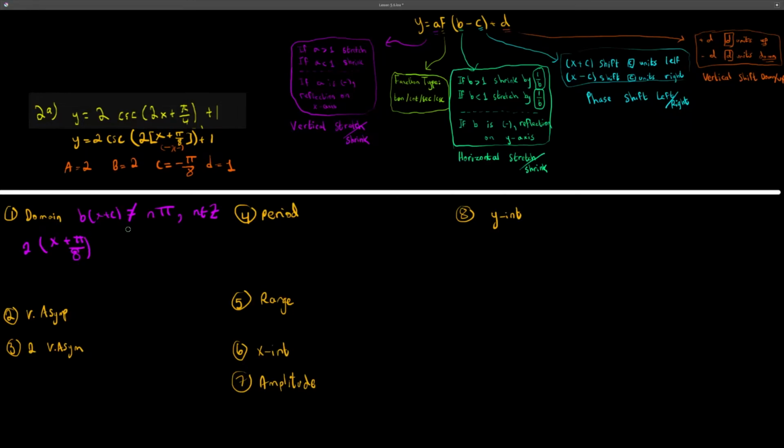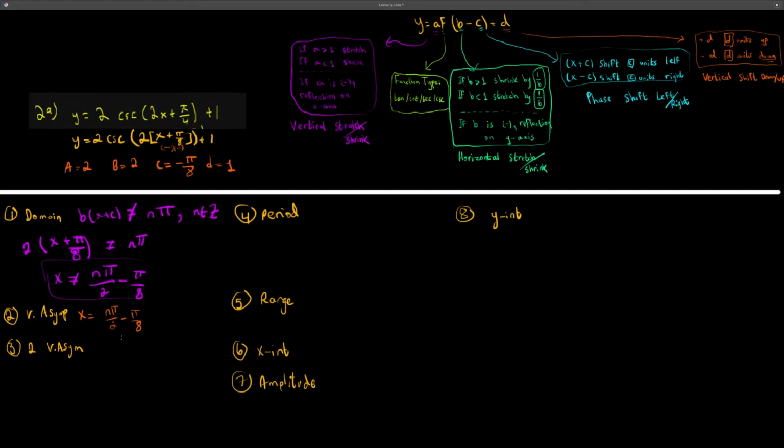It's 8. We can quickly find the domain. x will be equal to n pi over 2 minus pi over 8. Next up, we have the vertical asymptote. And as I said before, it's going to just be equal to x equals n pi over 2 minus pi over 8.